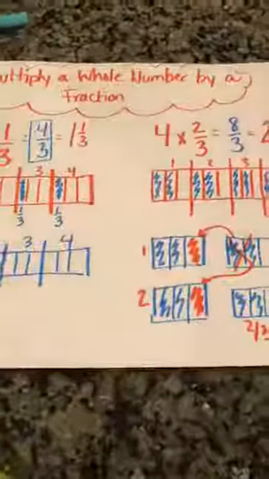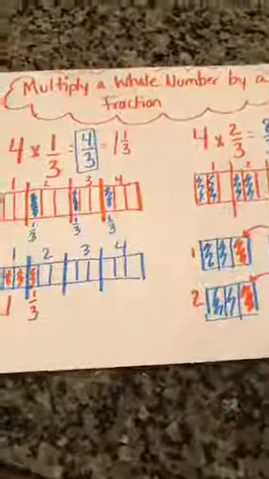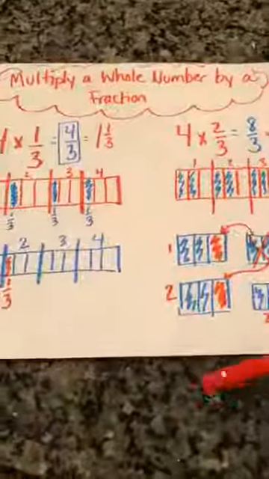Let me show you this using a number line. So actually, let me do a number line after the next one. Let's do the number line after the next one. All right, so that's multiplying a whole number by a fraction.